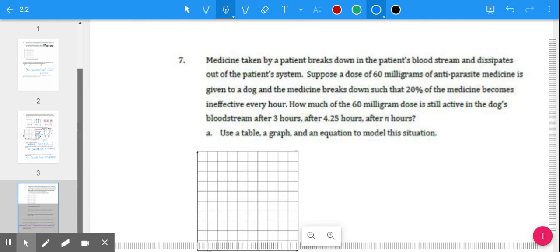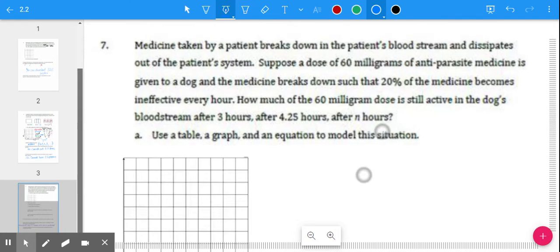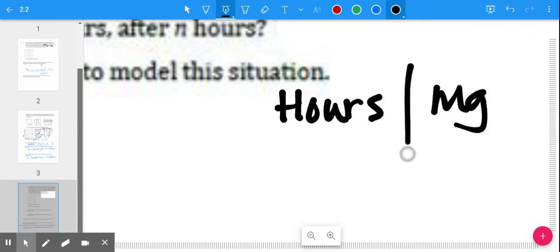And on to the last problem. Medicine taken by a patient breaks down in the patient's bloodstream and dissipates, that means goes away, out of the patient's system. Suppose that a dose of 60 milligrams of an anti-parasite medicine is given to a dog, and the medicine breaks down such that 20% of the medicine becomes ineffective every hour. How much of the 60 milligram dose is still active in the dog's bloodstream after 3 hours, 4.25 hours, and in x hours? So we're going to be comparing hours to milligrams.